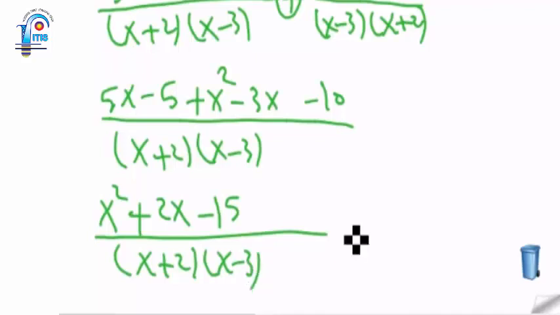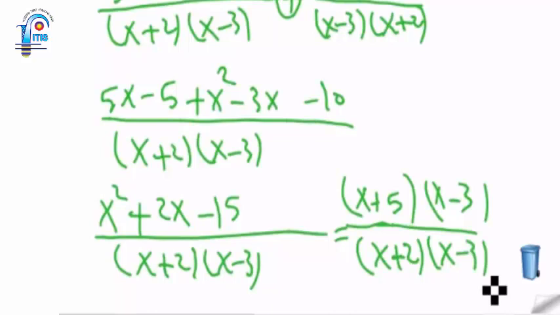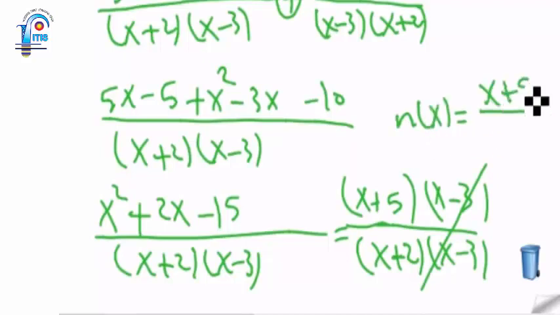At the numerator, there is a trinomial. x, the last term is negative, so the two signs will be different, positive, negative, the bigger takes the sign of the middle, 5 and 3. The last step, we will cancel x minus 3 with x minus 3. The simplest form of n of x will be x plus 5 over x plus 2.